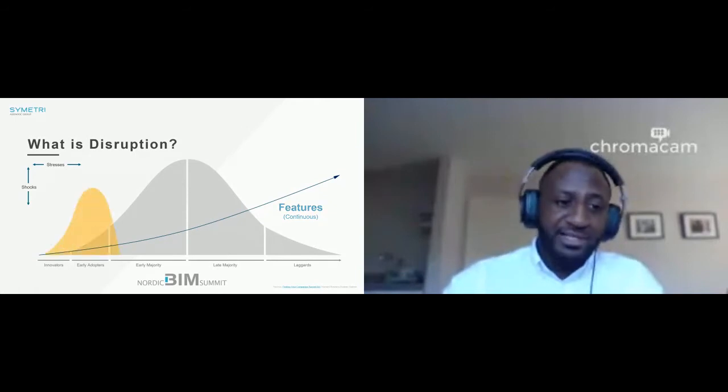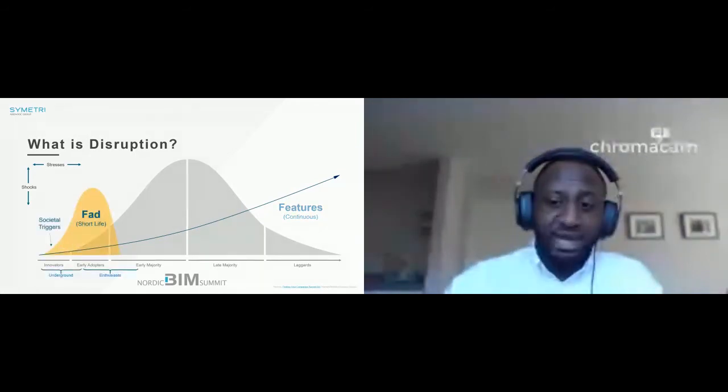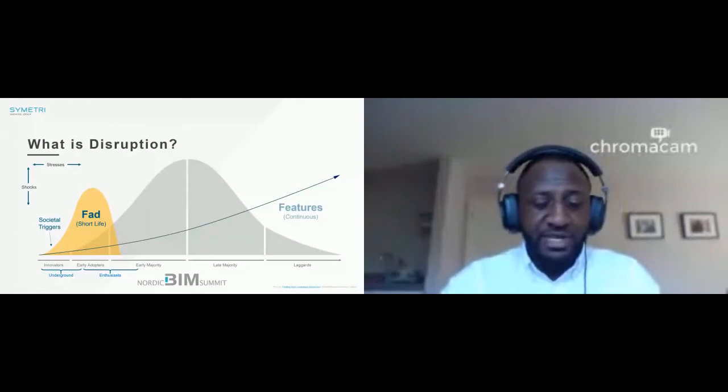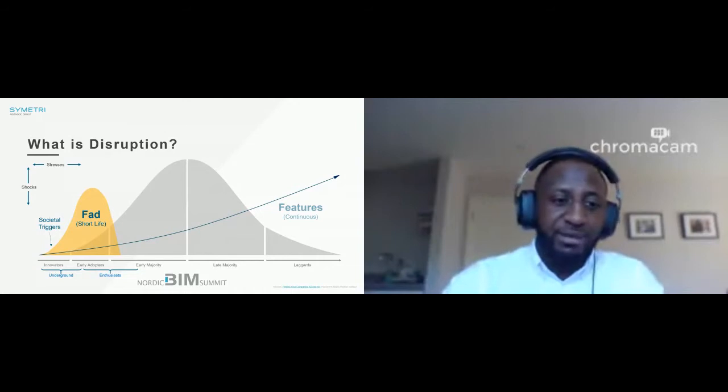Then we have fads. This is often misinterpreted as a true disruption. But a fad comes in at the innovator stage. It's often driven by a single big societal trigger, something that happens that makes a community very excited. They can have a large impact on that community and then disappear very quickly and reduce the impact. It's something that never fully takes across the entire market. An example could be something like Pokemon Go, had a big impact in terms of AR, but not to the kind of wider market. But we're not talking about either of these two things when we're talking about true disruption.